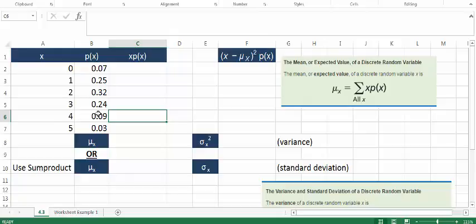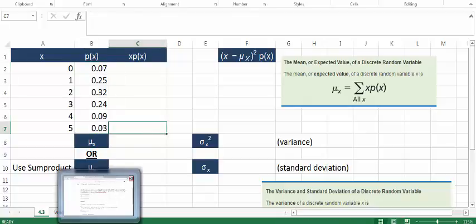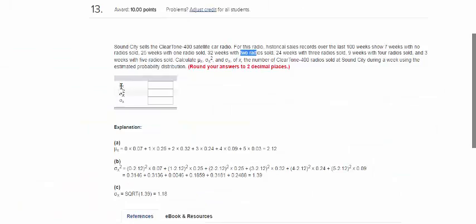it takes them on. For this to be a valid probability distribution, recall that all of my probabilities must sum up to 1. And they do. Okay, so part A, we've got our probability distribution. Part A says now find the mean of this distribution. So on average, how many radios are sold per week?